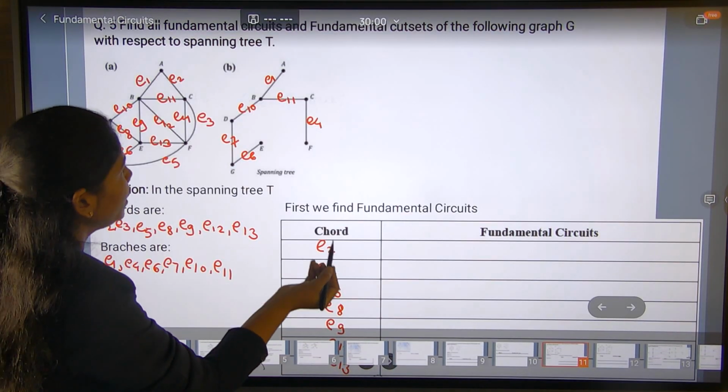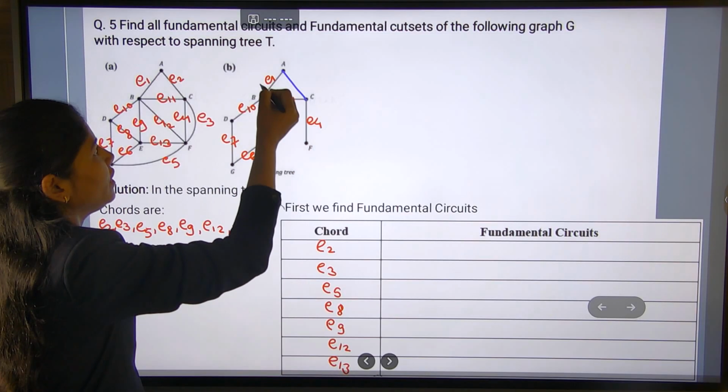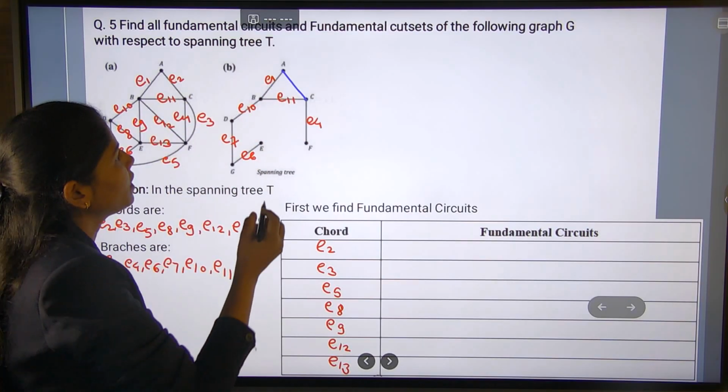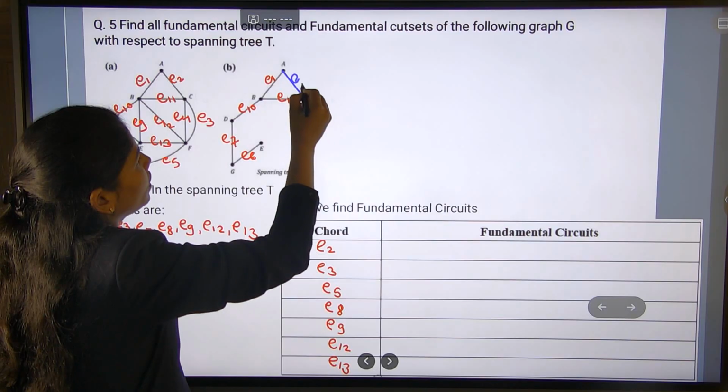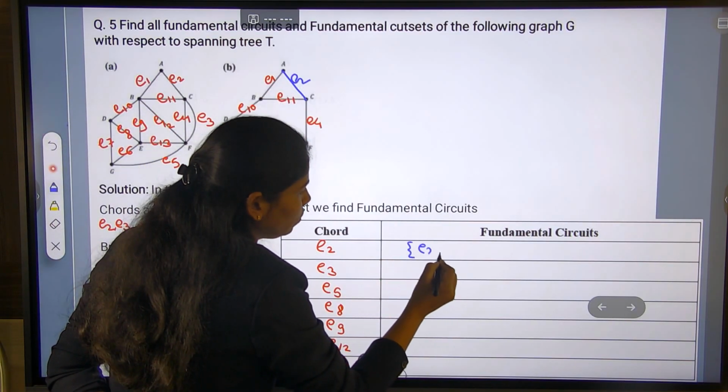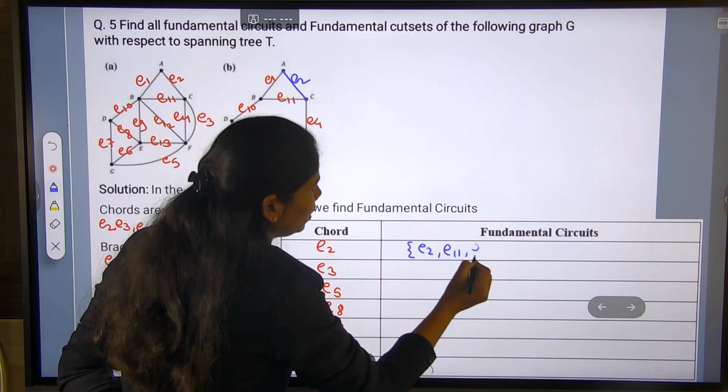So if we join E2, we get here a fundamental cycle. Okay, so write down all edges from the fundamental cycle: E2, E11, E1. So write down here E2, E11, E1.